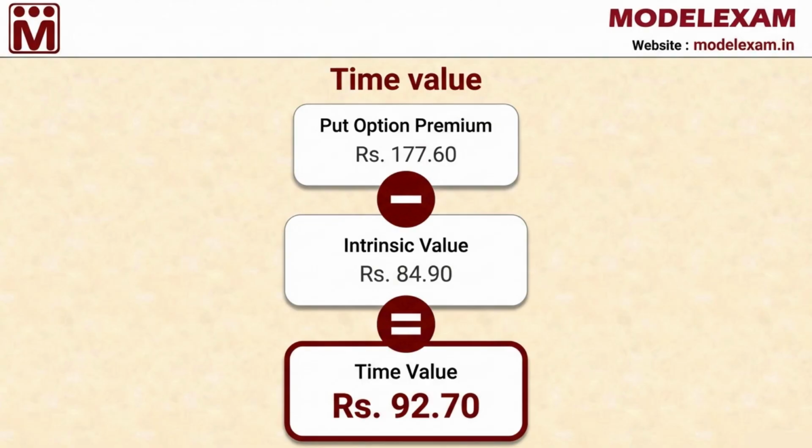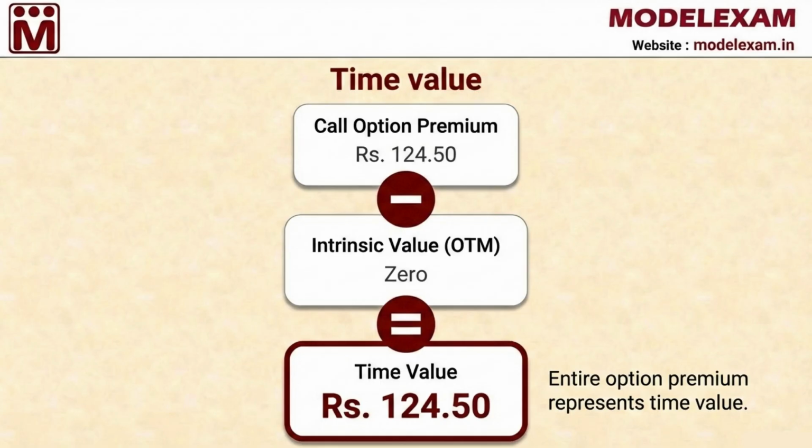Let's apply this to find the time value for our put option. We know the total premium for the put is 177.60. We already calculated its intrinsic value as 84.90. When we subtract 84.90 from the premium of 177.60, we are left with 92.70. This means 92.70 of the price you paid is the time value.